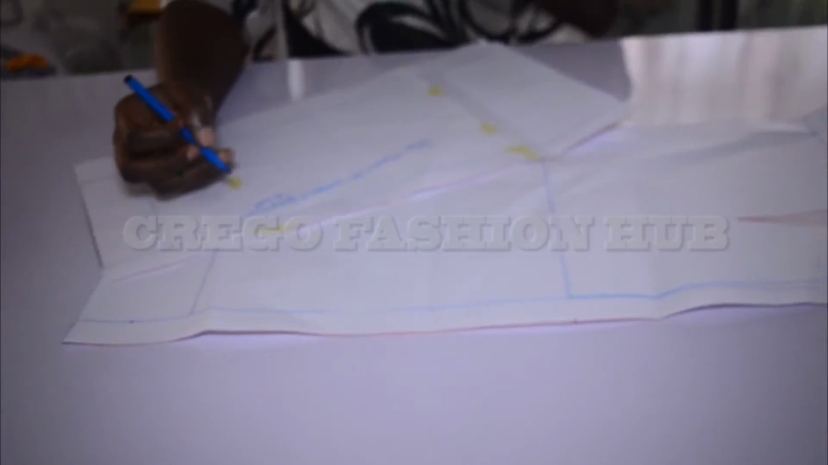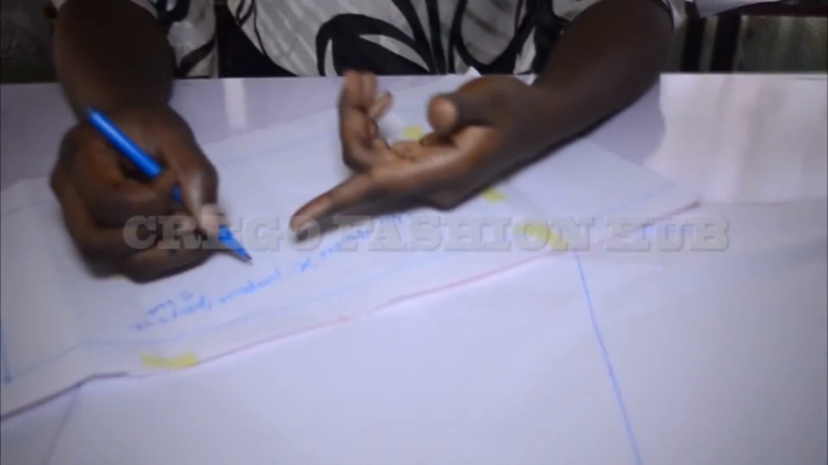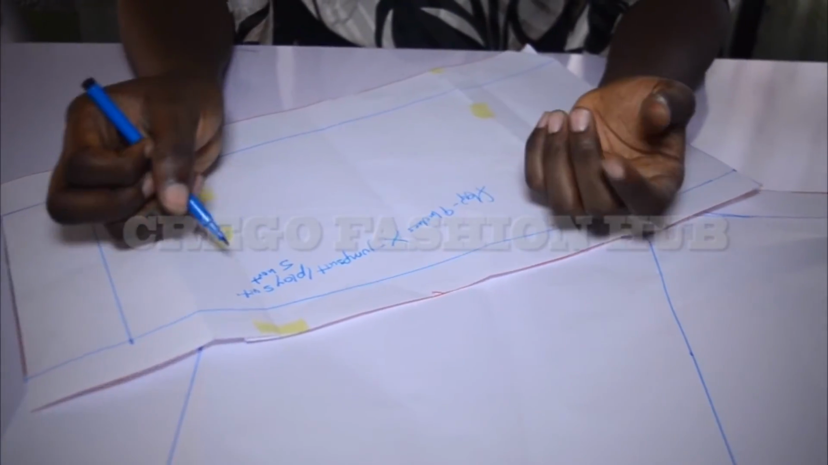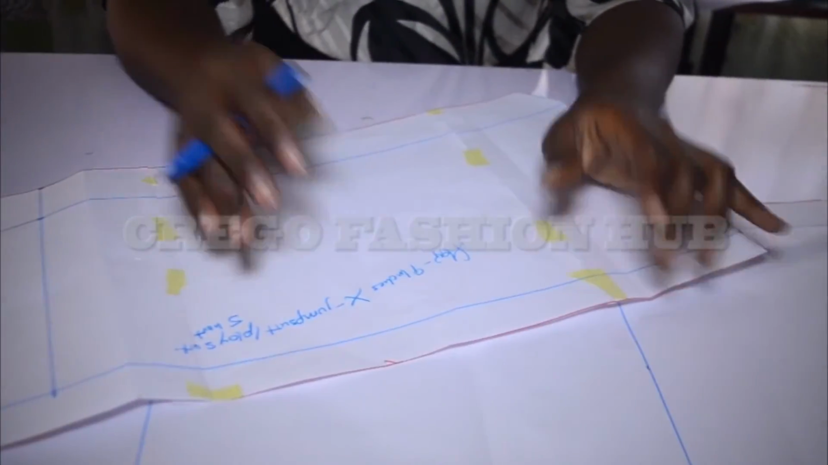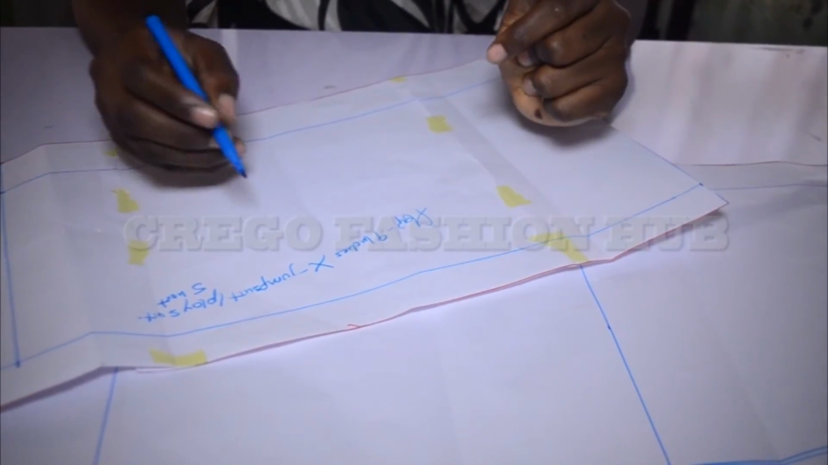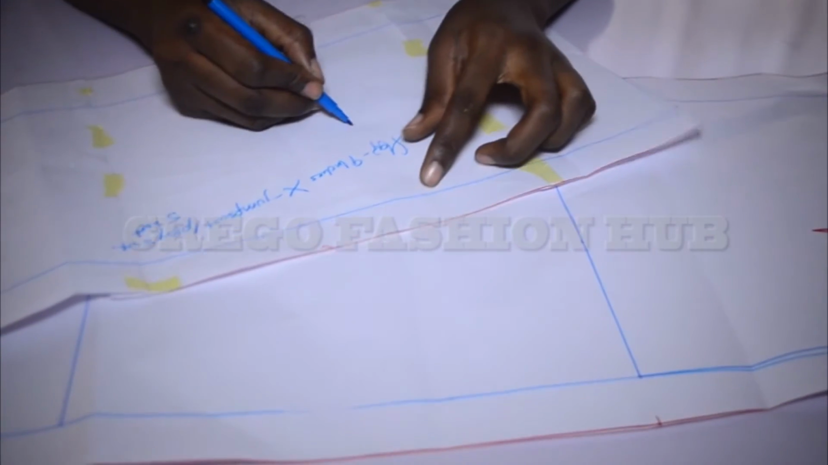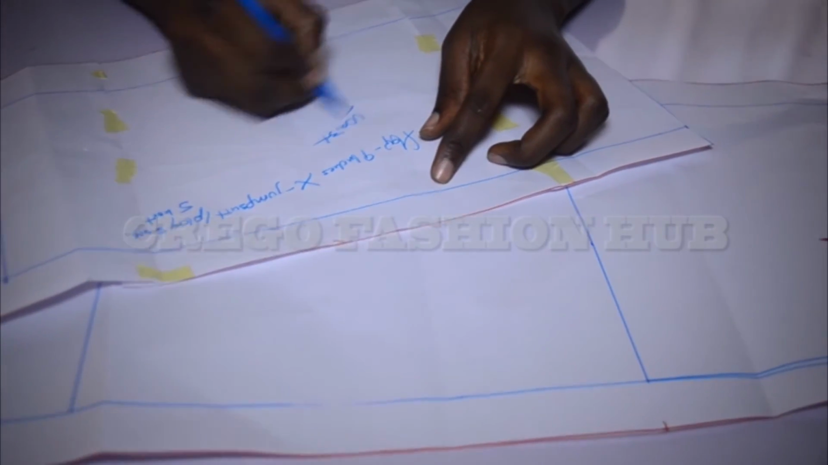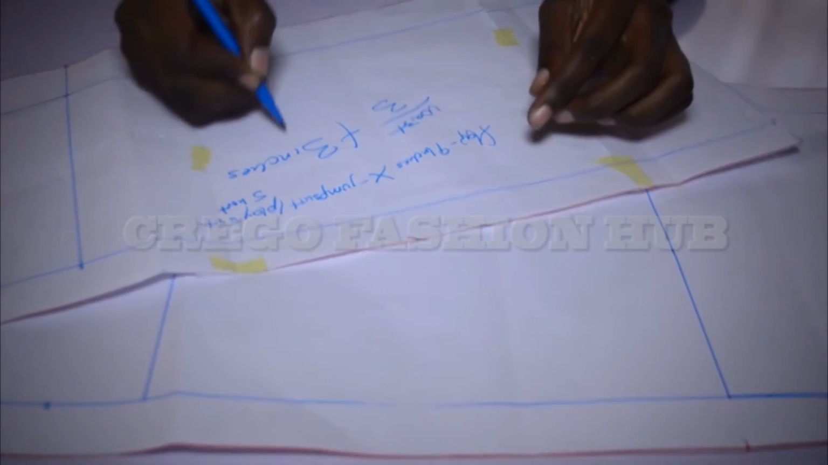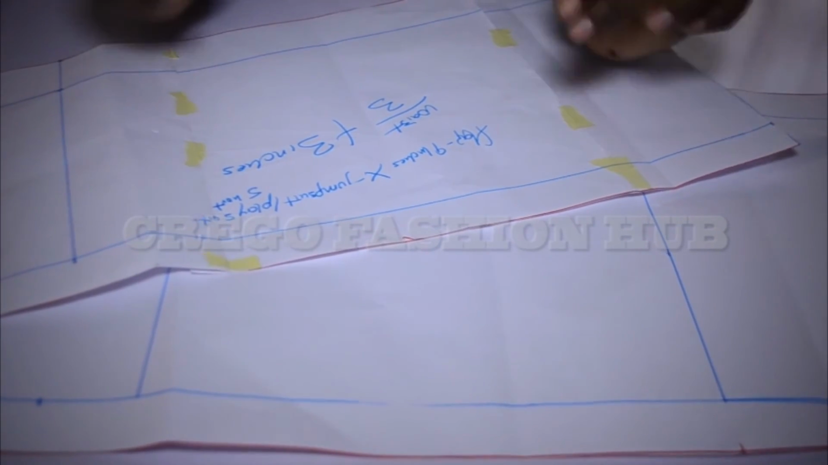So it is the same way you're going to approach jumpsuit. It's the same way you're going to approach a play suit, but your flap is going to be different. How are we going to calculate your flap? This is how I do mine. Waist divided by 3 plus 3 inches. That is how I calculate my flap for play suit or my jumpsuit.